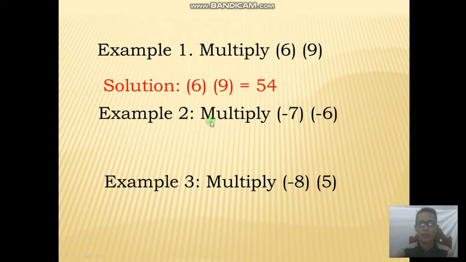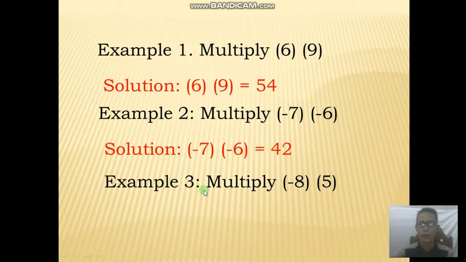Then, example number 2, multiply negative 7 and negative 6. These two numbers are both negative. So, still rule number 1, yung product natin dito ay positive. So, negative 7 times negative 6 is equal to positive 32. So, example number 1 and 2, the rule that we are applying is rule number 1. Same sign integers, the product is positive.